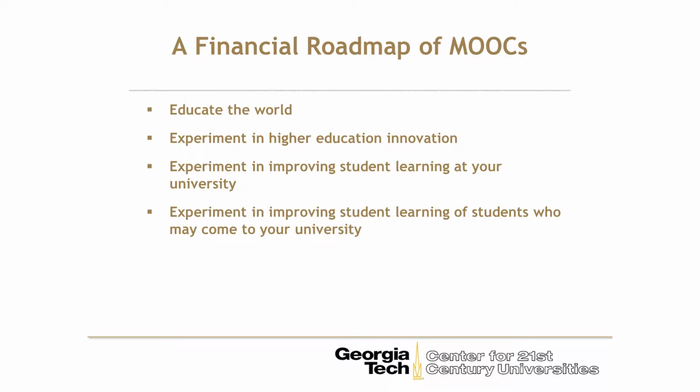If you look at the roadmap of MOOCs, it started out with this kind of altruistic, we're going to save the world, educate the world model, which, to me, is quickly evolving into different ways. At Georgia Tech, we look at this as content that we can use to improve the education of our students, not isolating ourselves from the open view of MOOCs that should be out there. We still support that, but we're trying to see how we can use this technology and the content to help educate our students, with a great deal of success, as we're using them in blended and flipped classrooms in many instances at Georgia Tech. And so we moved from experimenting in higher ed to improving student learning, and then improving student learning of students who may come to your university.